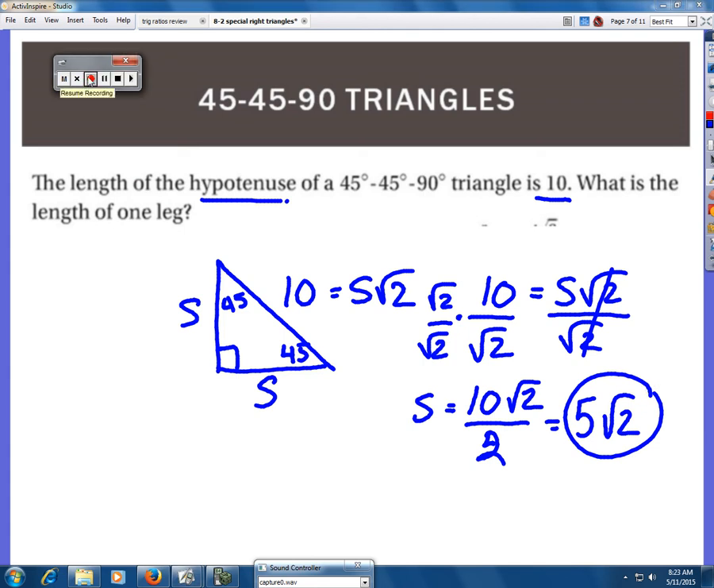Okay, I'm going to go on and do the 30-60-90 right triangles. Before you go to the 30-60-90, you want to try numbers 7 through 12 on the bottom of your page. So stop the video, practice those, check the answers. They are in the answer key that was provided for you.